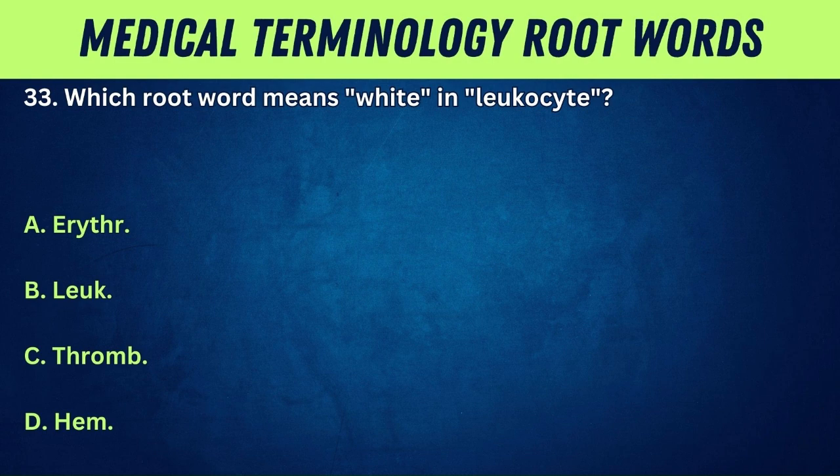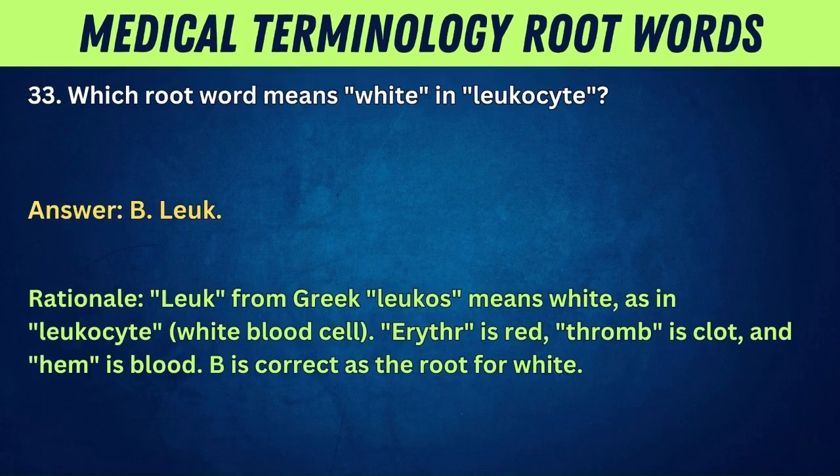33. Which root word means white in leukocyte? A. Eryther. B. Leuc. C. Throm. D. Hem. Answer: B. Leuc. Rationale: leuc from Greek leukos means white, as in leukocyte, white blood cell. Eryther is red, throm is clot, and hem is blood. B is correct as the root for white.